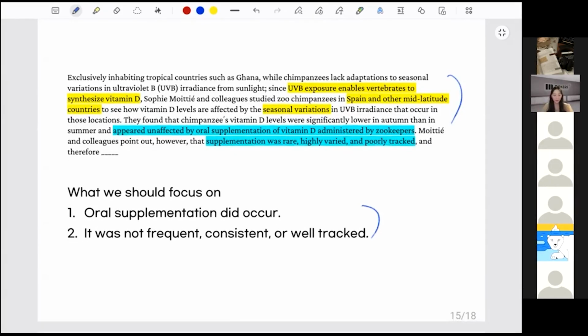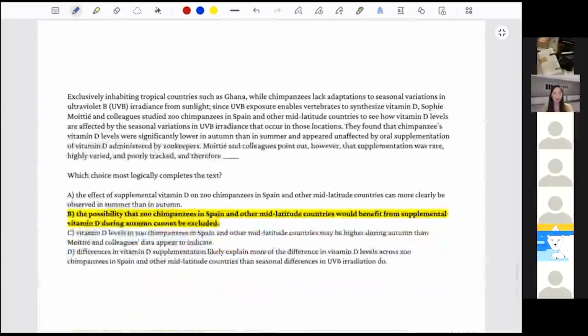So here, the right answer is B, because the problem was that the chimpanzees don't have adaptation for seasonal drops in UVB light, which happens in mid-latitude countries during autumn and winter. Their vitamin D levels significantly dropped in autumn. That was the problem that was introduced to us. And the observation is that at first glance, oral vitamin D supplementation appeared to have no effect on preventing this drop in autumn.